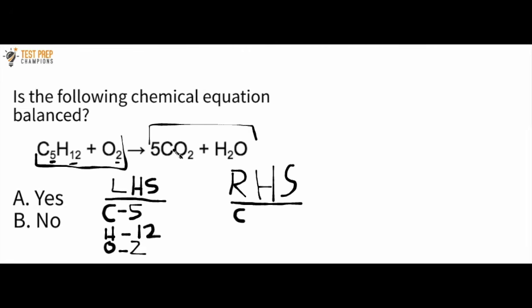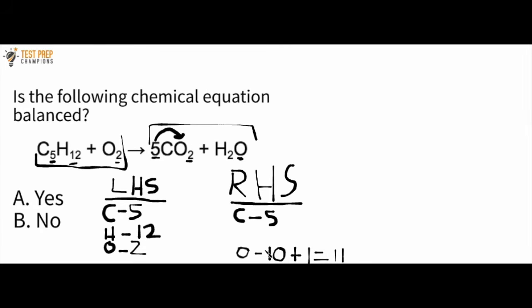In this case, we see that we've got a 5 out here. So we have to apply this 5 to the carbon. So we have 5 C's on the right-hand side. Now let's go down here and skip to the oxygens. We see over here that we've got O2, but we also have to take this 5 into consideration. So 5 times 2 is 10. So we have 10 oxygens here. But we also have to consider this 1 oxygen out here. So 10 plus 1 out here is 11.